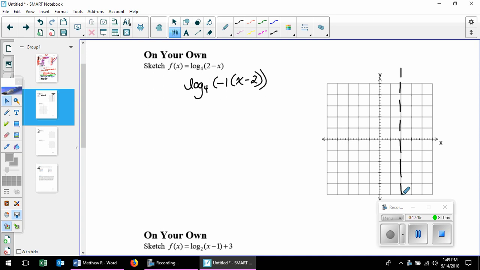So what side does our log graph normally go on the asymptote? Does it go on the right hand side or the left hand side? It usually goes on the right, right? But now we're doing a reflection in the y-axis. So you can anticipate if it was on the right, now it's going to be on the left.